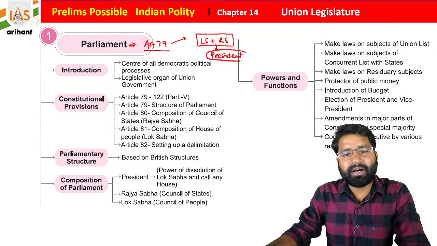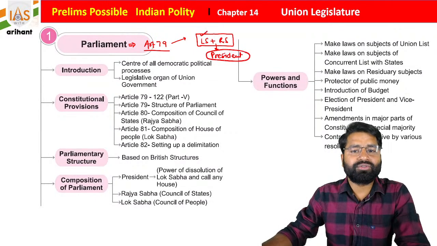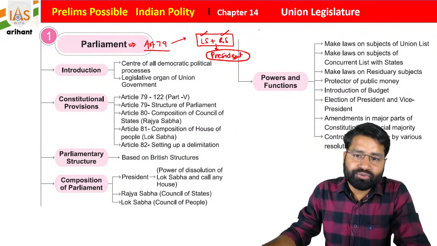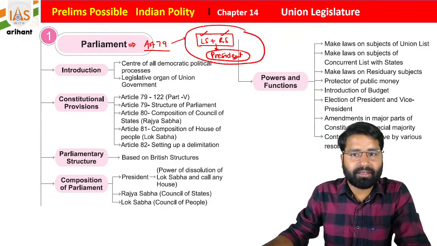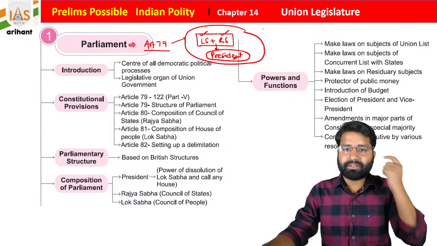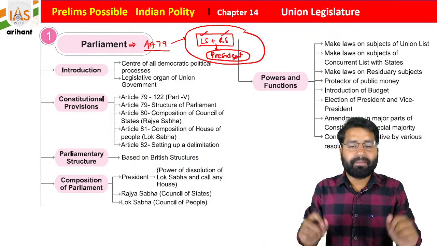So basically parliament consists of Lok Sabha, Rajya Sabha as well as the President of India. These three combinedly are called parliament. Okay, and what is the function of these three bodies? To make law, combinedly.